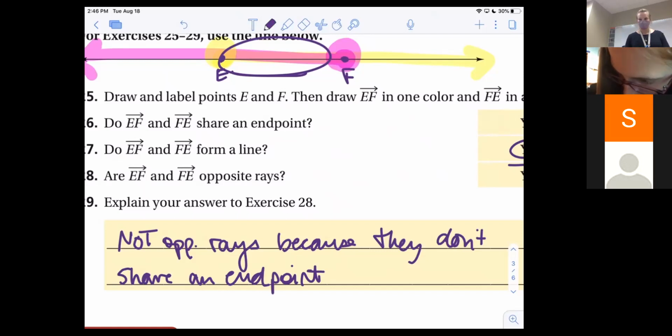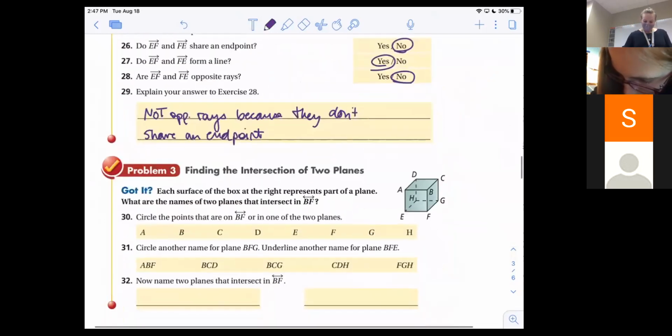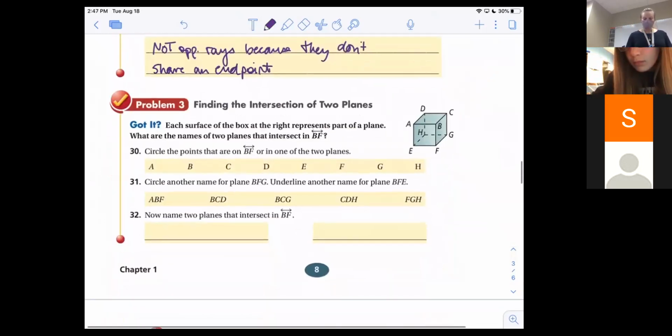All right, good so far? Let's keep rolling. The next one says finding the intersection of 2 planes. So we are going to find out which 2 planes intersect at BF. So let's find BF first. BF is right here.